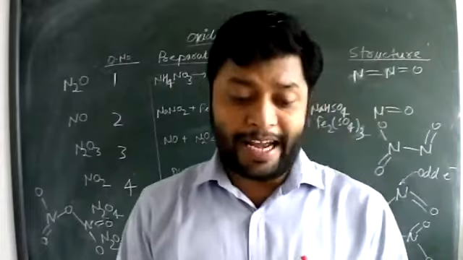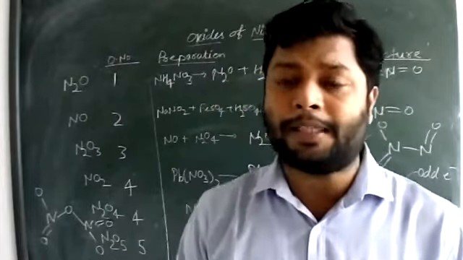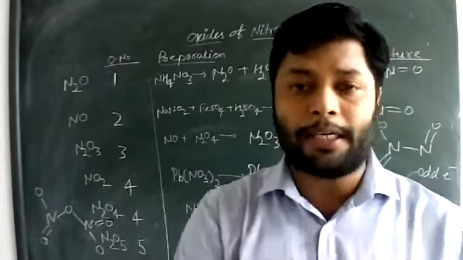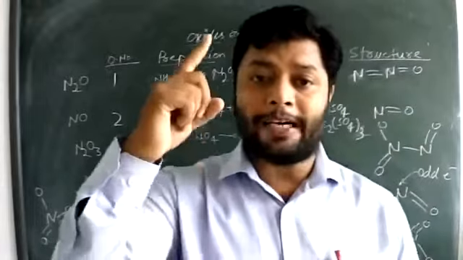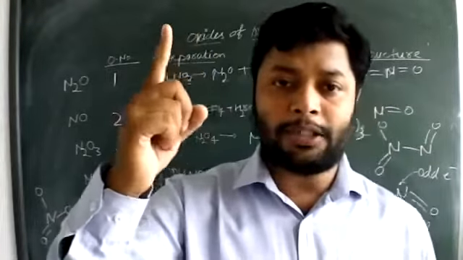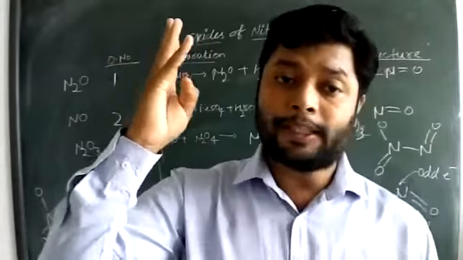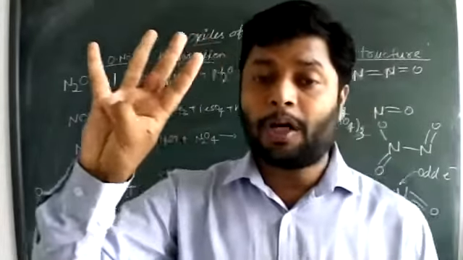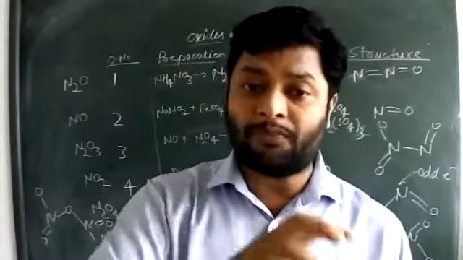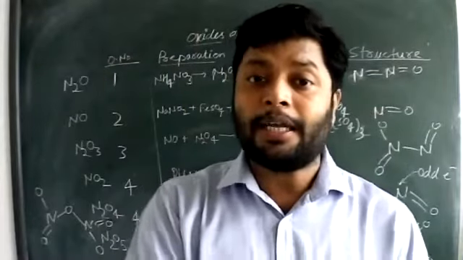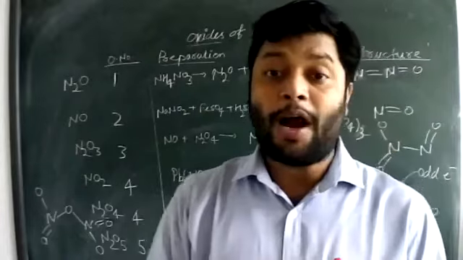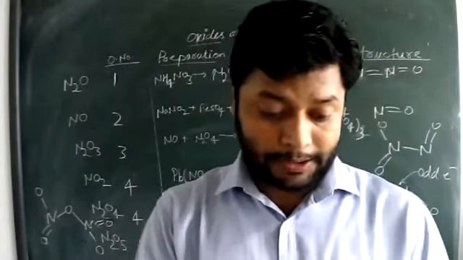Discuss the trends in chemical reactivity of group 15 elements. We already had a discussion about that: reactivity towards hydrogen, reactivity towards oxygen, reactivity towards halogen, reactivity towards metals. These four common reactivities of the nitrogen family we already discussed in the previous lectures. So you have to go through all the lectures.